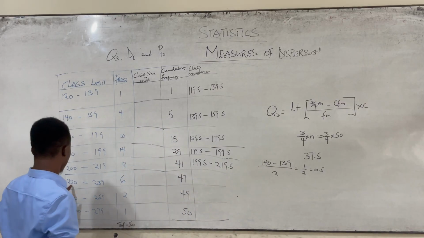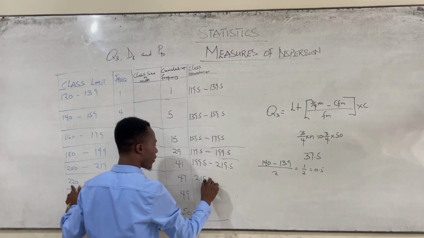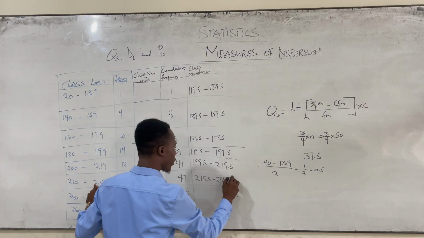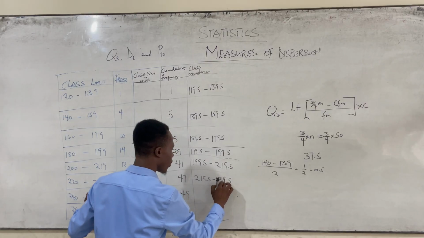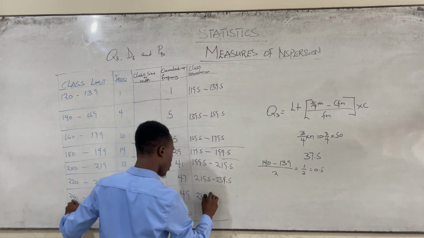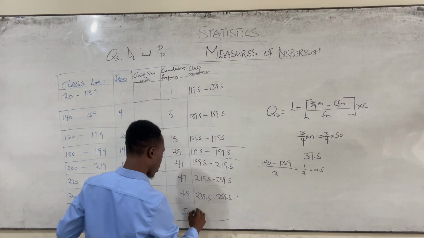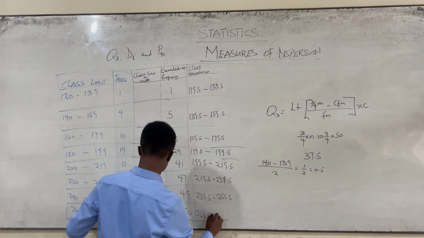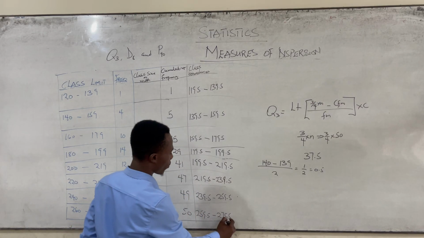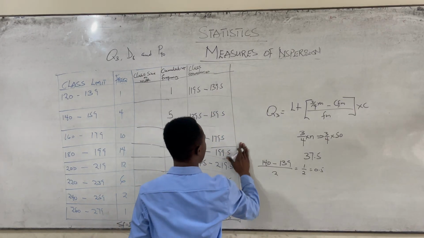219.5. Then this one will also come down here. So you have 219.5 to 239.5. Right? Then you have 239.5 to 259.5. Now this one will come down here. 259.5 to 279.5. Okay, so now we have been able to calculate all that we need in the formula.